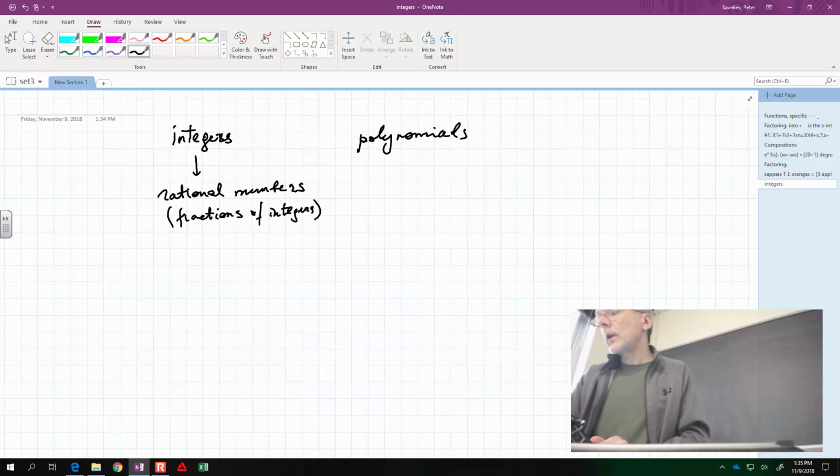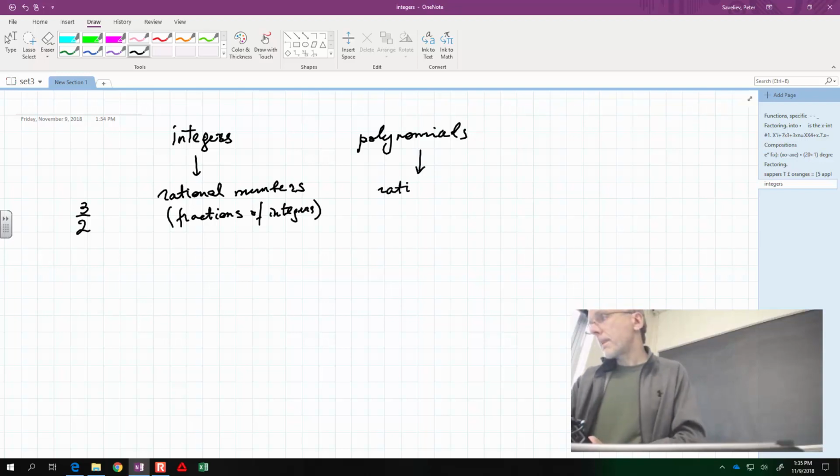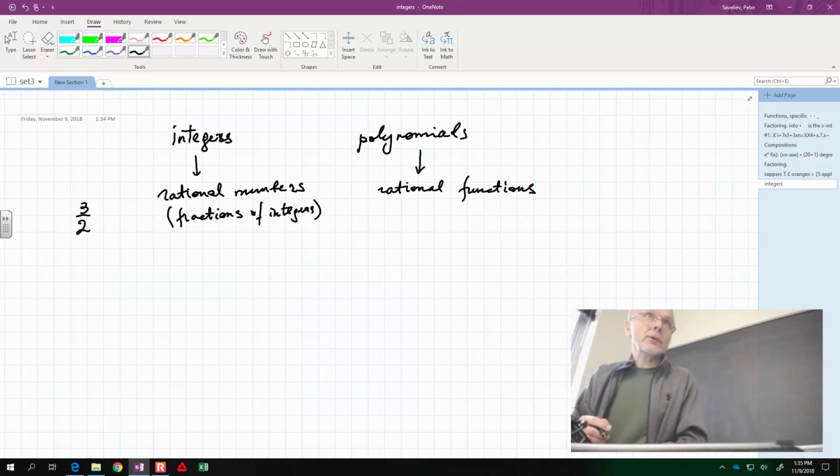If you only do addition, subtraction, and multiplication of integers, you will always get a new integer. But if you divide, you're going to get a fraction. So you divide 3 by 2, and you have a number that's not an integer. Okay, so the point being, there are rational functions. So what are rational functions? Either you know or you can guess.